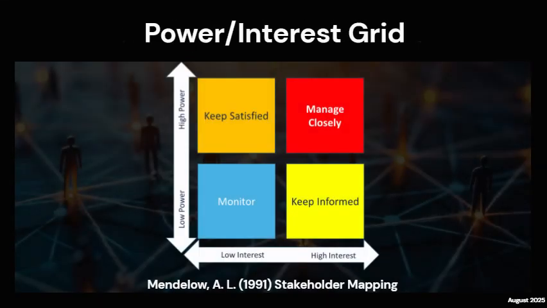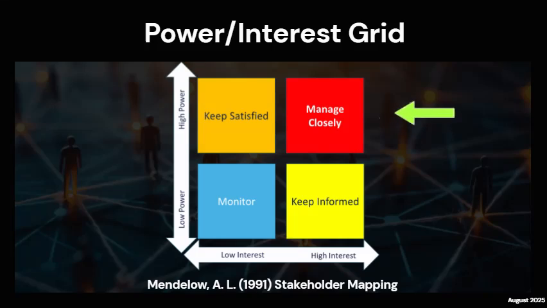Perhaps the most well-known starting point is the Power Interest Grid, developed by Aubrey Mendelow. This strategic tool helps us prioritize stakeholders by mapping them against two key dimensions: their level of power to influence the project and their level of interest in its outcomes. This categorization gives us four clear strategic approaches.